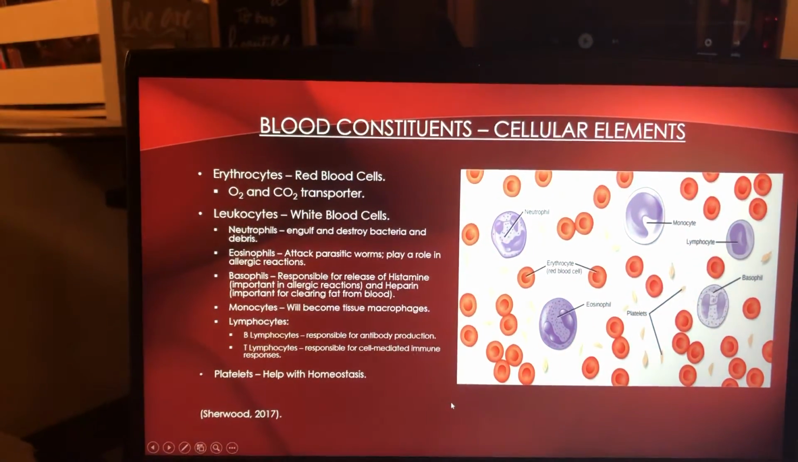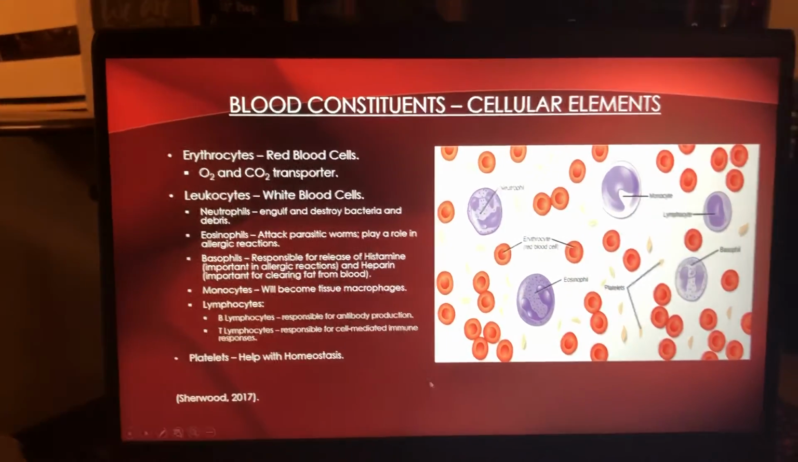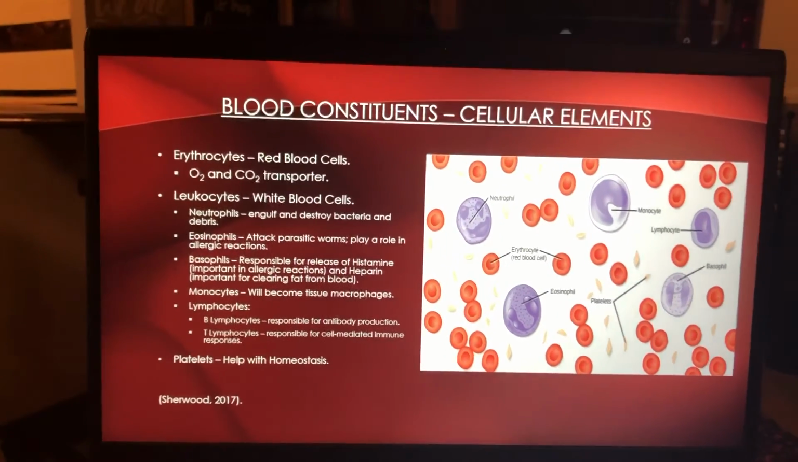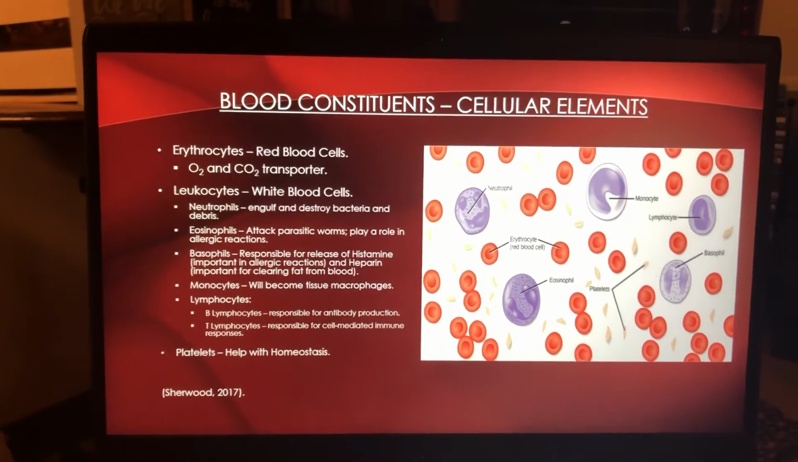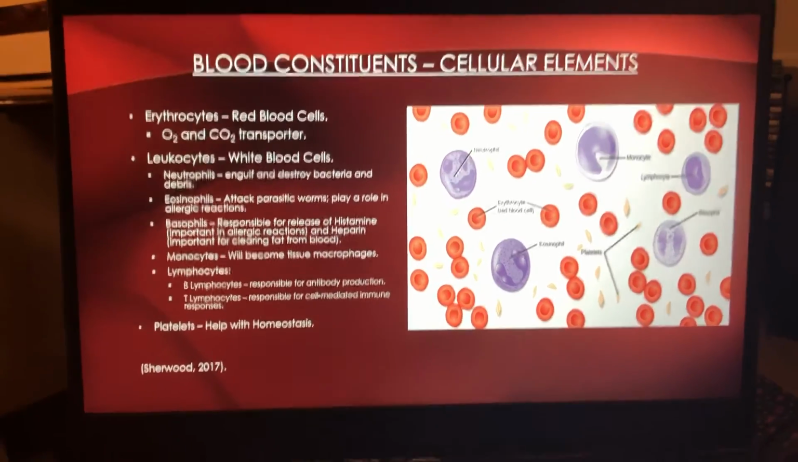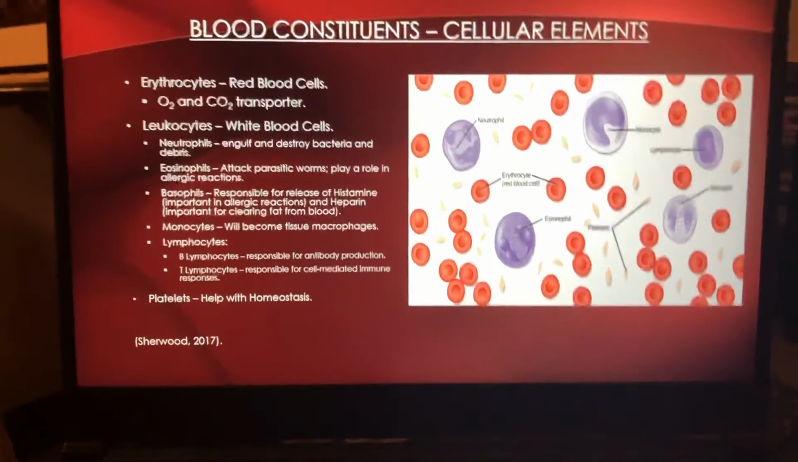Then we have monocytes. These monocytes will become true macrophages, which will go around basically like a Pac-Man and eat the cells in our body that need to be destroyed. And then we have lymphocytes. We have B lymphocytes and T lymphocytes.